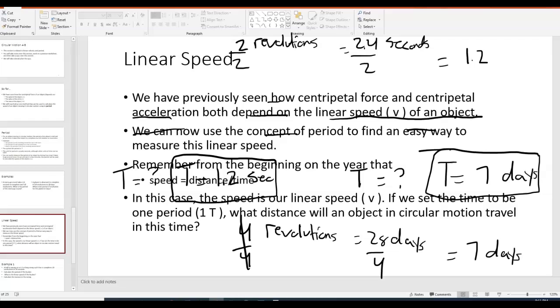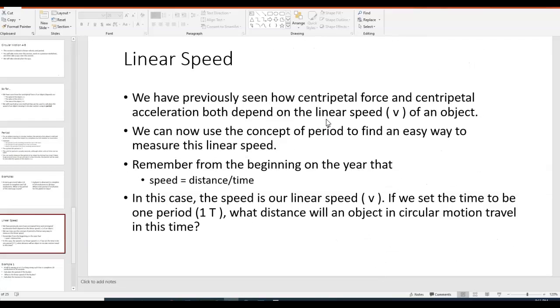Okay, so what can we do with this period that relates to previous calculations? So we know about v squared over r and mv squared over r. What we're going to do now is use period to calculate v. How do we do that? Well, remember the very first thing we talked about on the first day was speed equals distance over time. Or I think we probably wrote it like d equals v times t, but that's the same thing as writing v equals d over t.